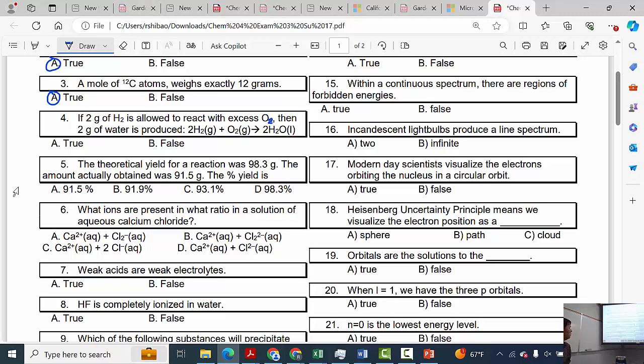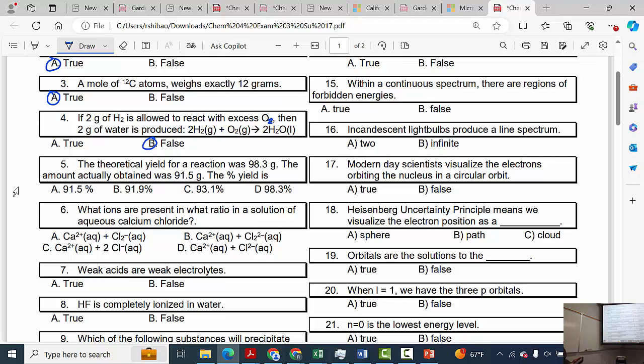4. If 2 grams of hydrogen is allowed to react with excess, this is supposed to be O2. This is a typo. O2. Then 2 grams of water is produced. 5, the theoretical yield for a reaction was 98.3 grams. The amount actually obtained was 91.5. The percent yield is 91.89.